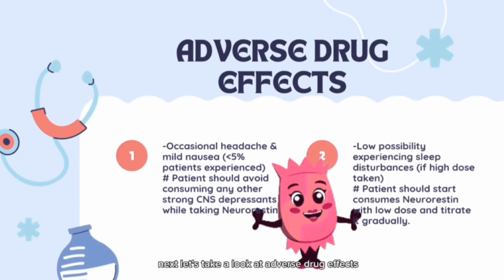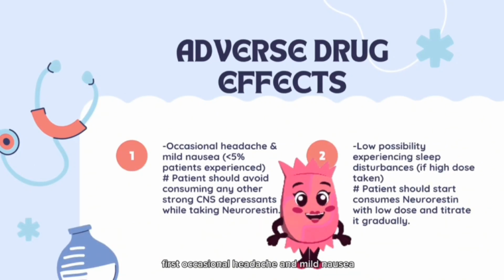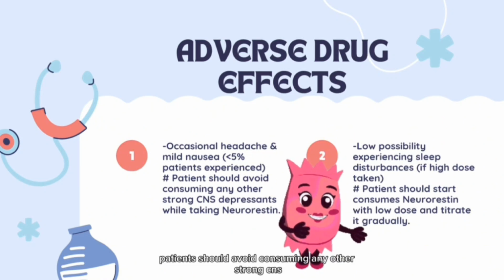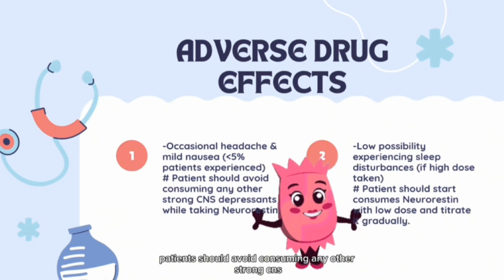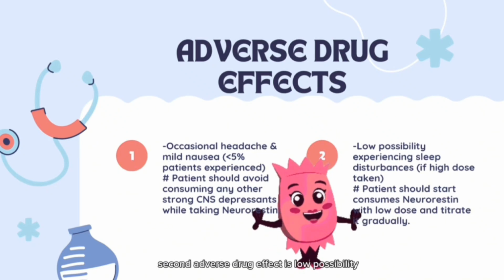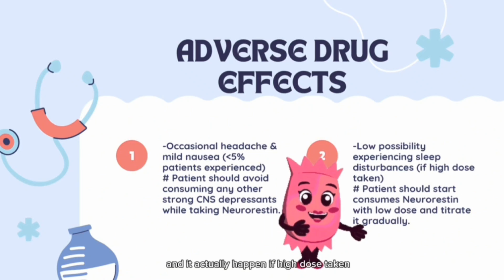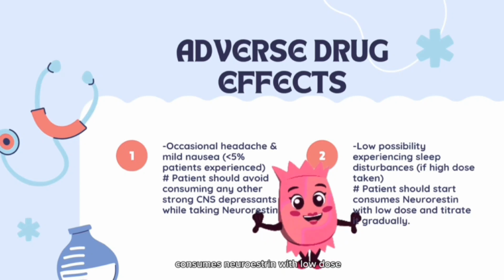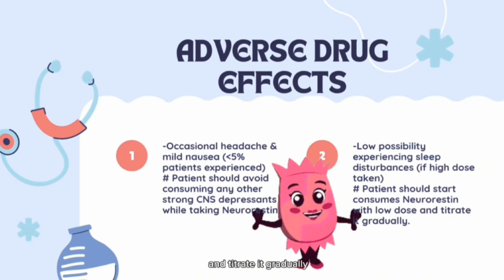Next, let's take a look at adverse drug effects. First, occasional headache and mild nausea, but only less than 5% of patients experience this side effect. Patients should avoid consuming any other strong CNS depressants while taking Neurorestin. Second adverse drug effect is low possibility of experiencing sleep disturbances, and it actually happens if a high dose is taken. Patients should start consuming Neurorestin with a low dose and titrate it gradually.